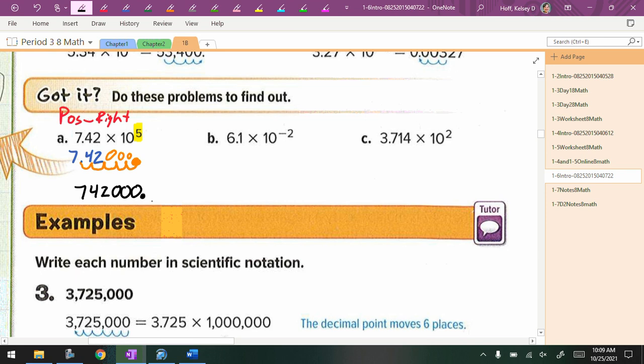Got it, B. What's my exponent tell me? Negative. What does that mean? I'm moving to the left. So I have 6.1. And I'm moving to the left how many? 2. 1, 2. So now my decimal point is out front. Point. What do I need in that open swoop? 0, 6, 1.